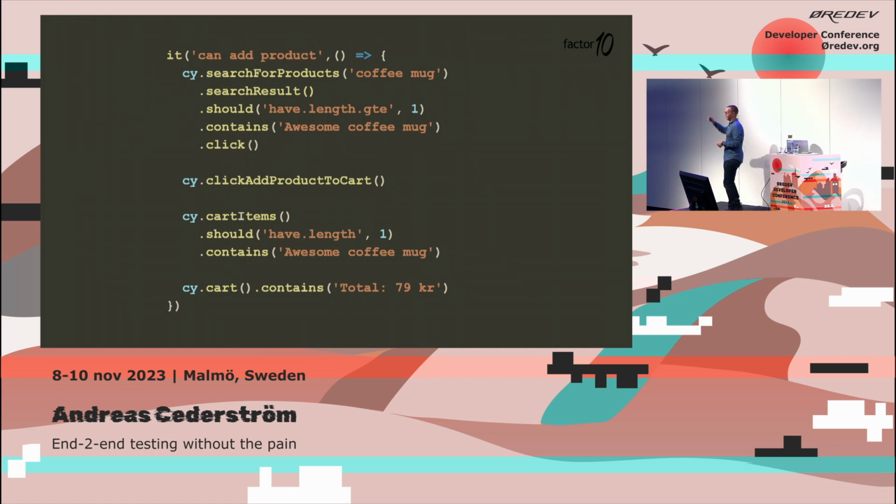So this is a Cypress test. You can probably read it, right? Anybody not able to read it? Okay, I'll explain it to you. It's a test. It can add a product. It says that on the first line. So we use some kind of homegrown method called search for products. So we search for a product called coffee mug. We take the search result of that, assert that it has a length greater than 1, so there should be at least 1 coffee mug, and we click it. It should be a coffee mug, also it should contain the text, awesome coffee mug. Click it.